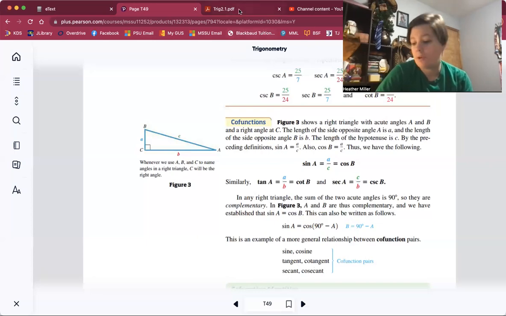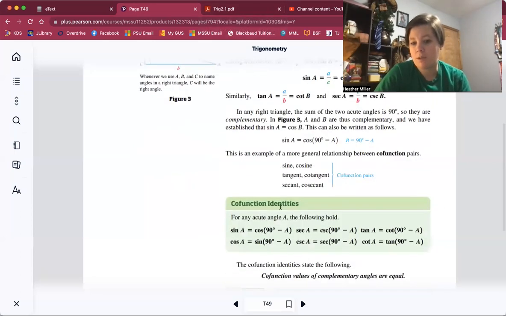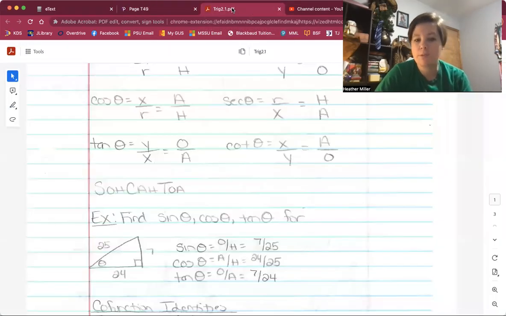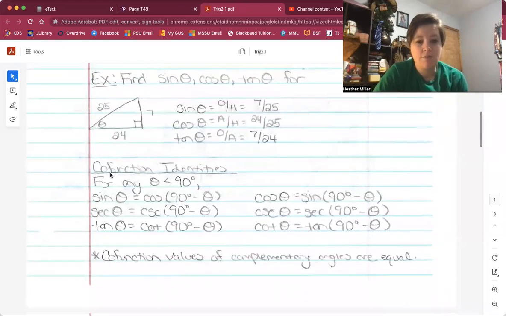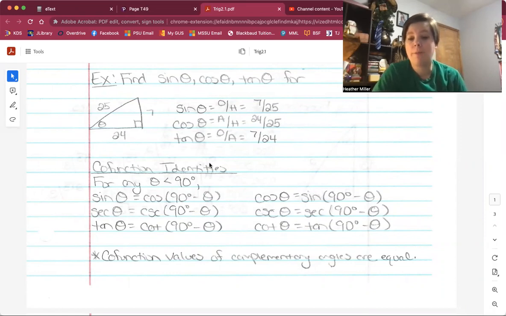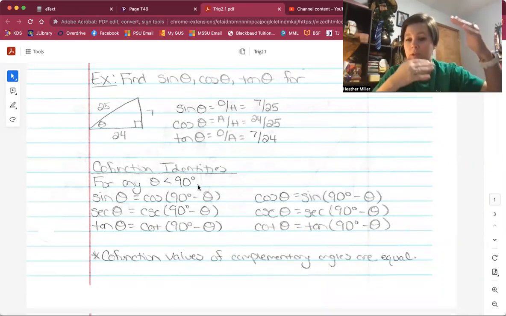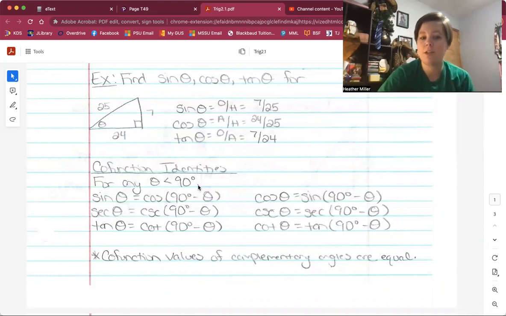So in my notes, I wrote out the same table, but I wasn't planning on pulling up the notes if we were doing this lecture live in class. So here's the information. In my notes, it says cofunction identities. These are some really helpful identities that will help you to solve a lot of problems. It is helpful if you memorize them, so you definitely want to get to where you're comfortable with them. It says for any theta less than 90 degrees, so we're talking about acute triangles in this whole section, and so these angles are acute, or less than 90 degrees.